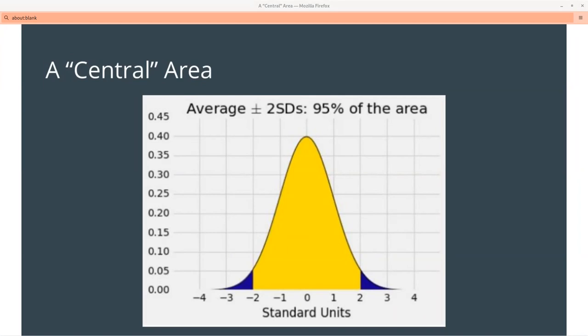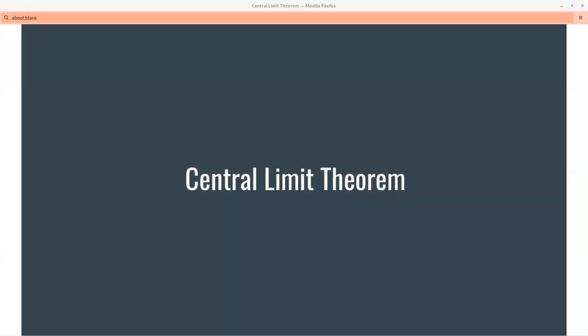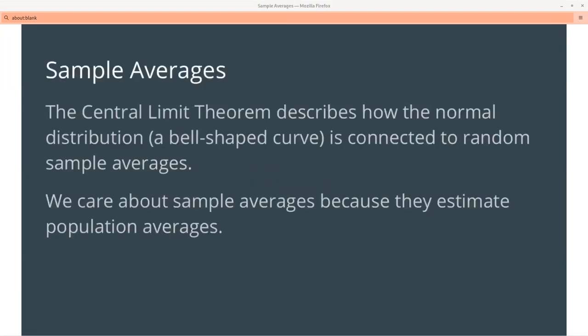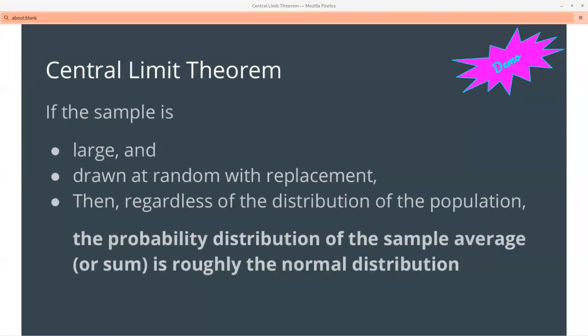All right, let's see. Okay, so moving on to central limit theorem, which I can't remember. I think I decided not to put this in the homework, but it might be in the project towards the end. But the central limit theorem describes how the normal distribution, the bell-shaped curve, is connected to random sample averages. And so why do we care about them? Because they estimate population averages. So let's talk about it a little bit more and then we'll show a picture.